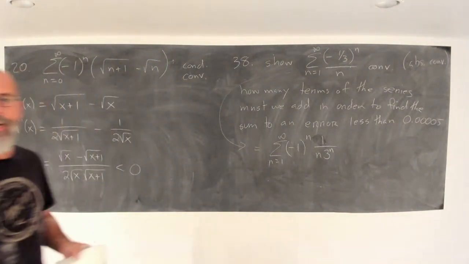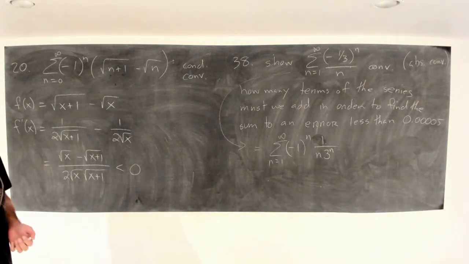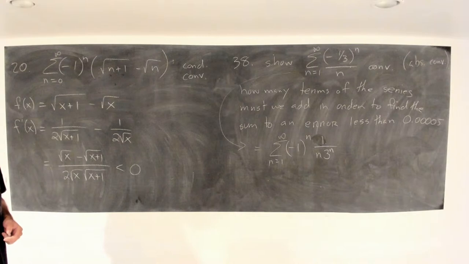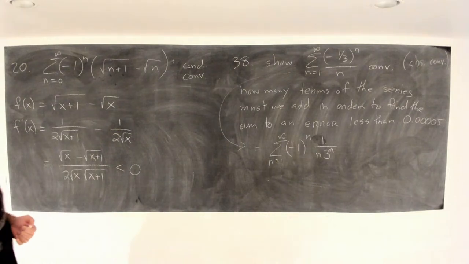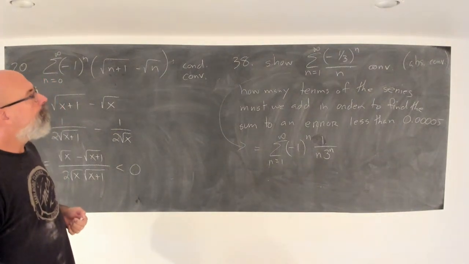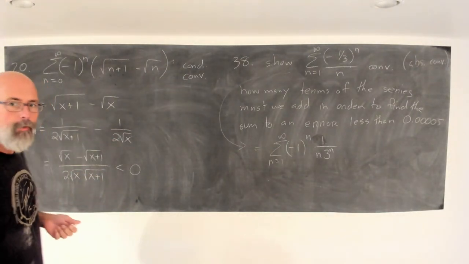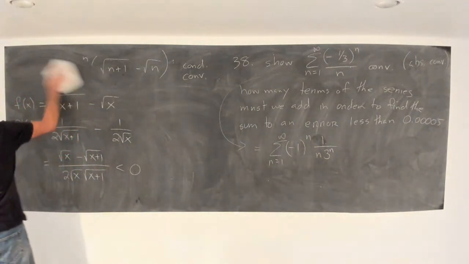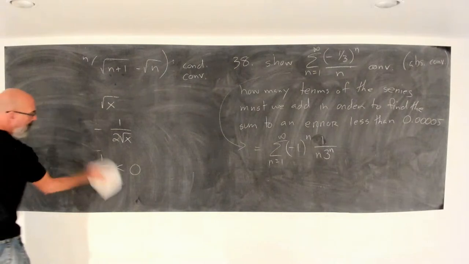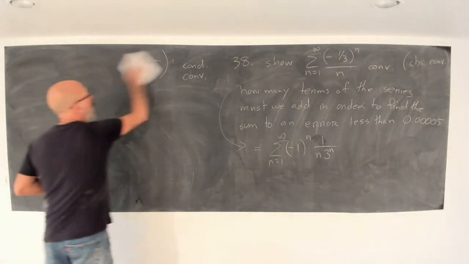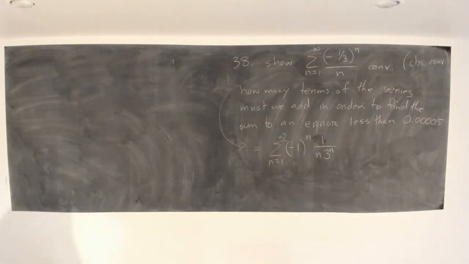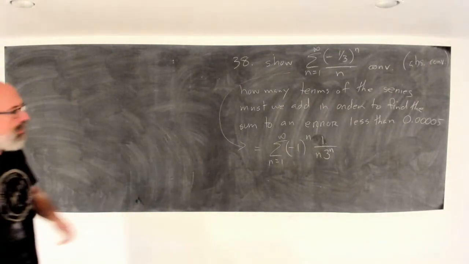If we have the series AN converges, is the series AN over N always convergent? It is if it was positive. If it's positive, for sure it is. Right, so rewrite the series this way so that it's easier to work with, and we're going to show that it satisfies the hypotheses of the alternating series test.